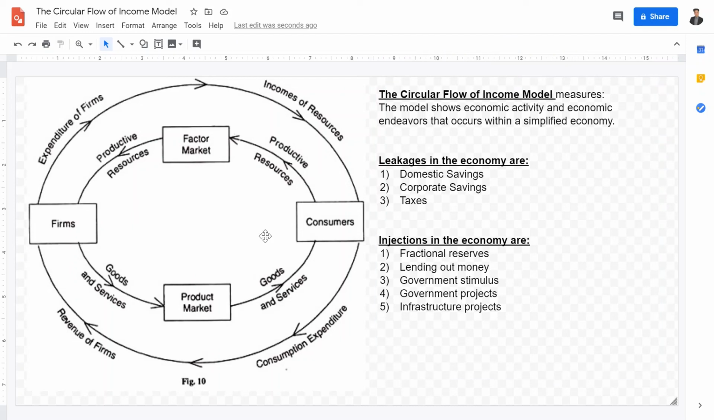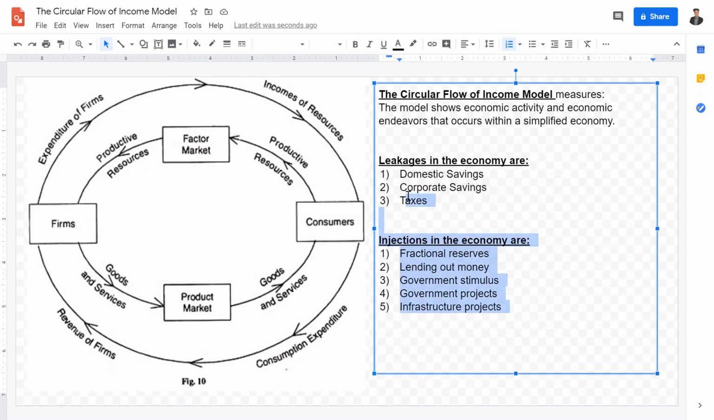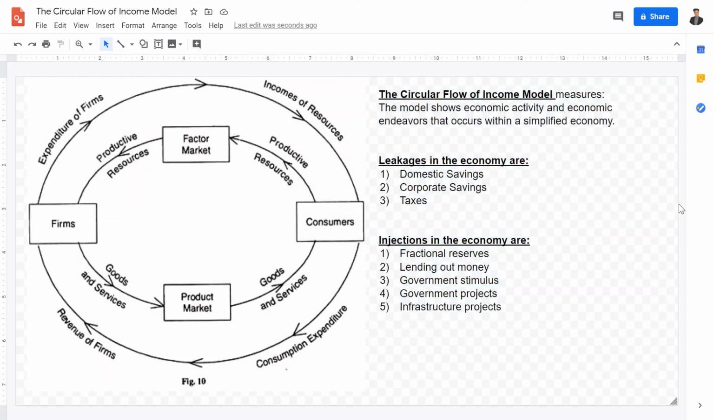I hope this video is helpful in illustrating the circular flow of income model, as well as talking about the leakages and the injections, plus what the circular flow is actually about. In the next video, we will be talking about the relevance of this in relation to GDP, GNI, rGDP, and nGDP.